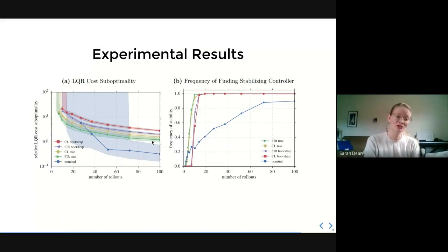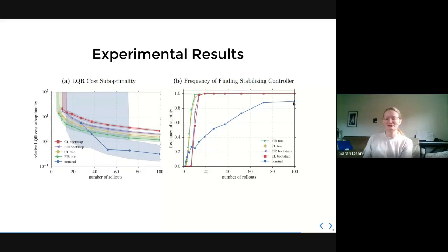But then it's true that once you get out to 100 rollouts, which in the scheme of things isn't very many, the nominal performance looks a little bit better, which is suggestive of the conservatism of robustness. On the left, I just have the frequency of finding a stabilizing controller, which is just to point out that even though the nominal performance on average looks quite good by the time you get to 100, we're still only about 80% stabilizing. This was just 100 trials. That's what these confidence intervals are over.